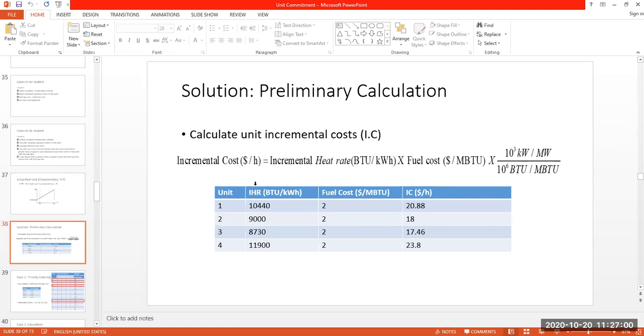So this second column value is given in the example problem. The fuel cost is given, it is taken fixed. The dollar per MBTU is taken fixed for all the units, fixed at 2. And then the incremental cost is calculated following this formula above.